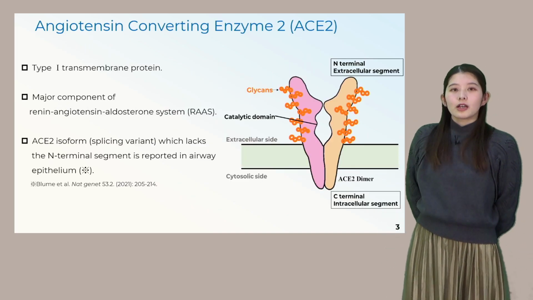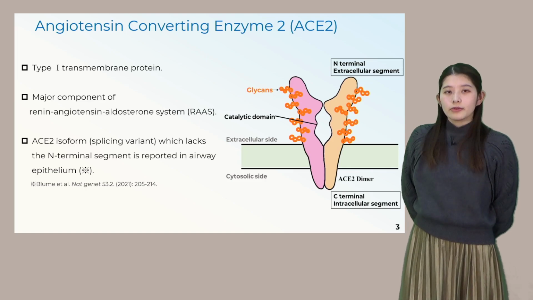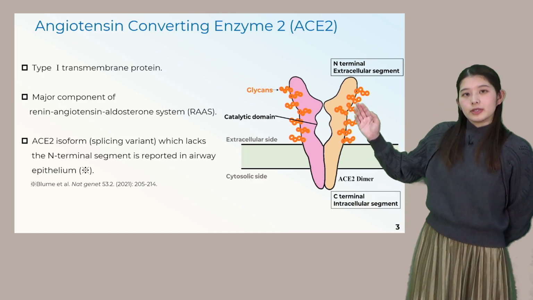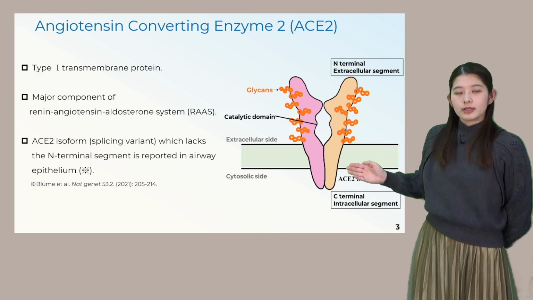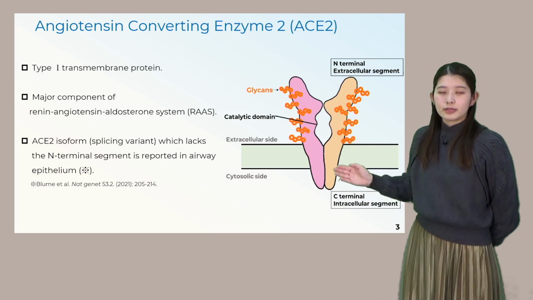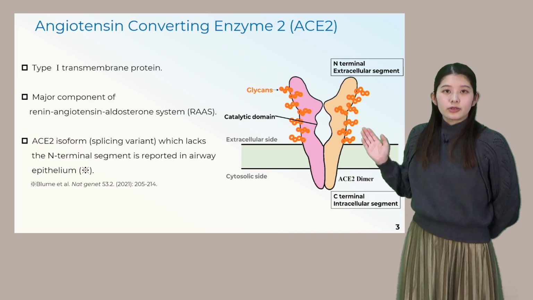Next, I would like to talk about ACE2 briefly. ACE2 consists of 805 amino acids, and it is a type 1 integral membrane protein. The N-terminal segment exists in the extracellular part, and the C-terminal segment exists in the intracellular part. And it contains 7 N-linked glycosylation sites in its structure.